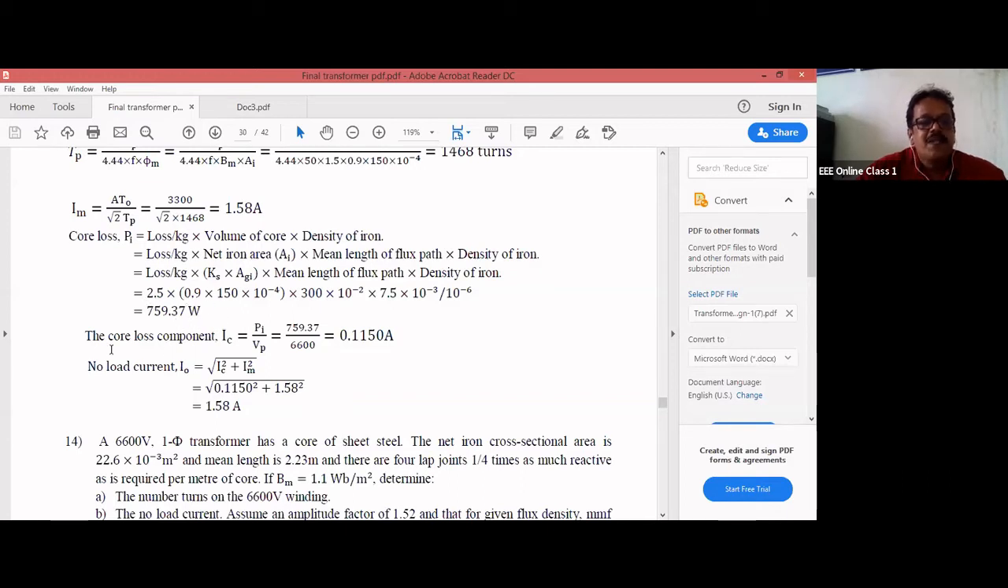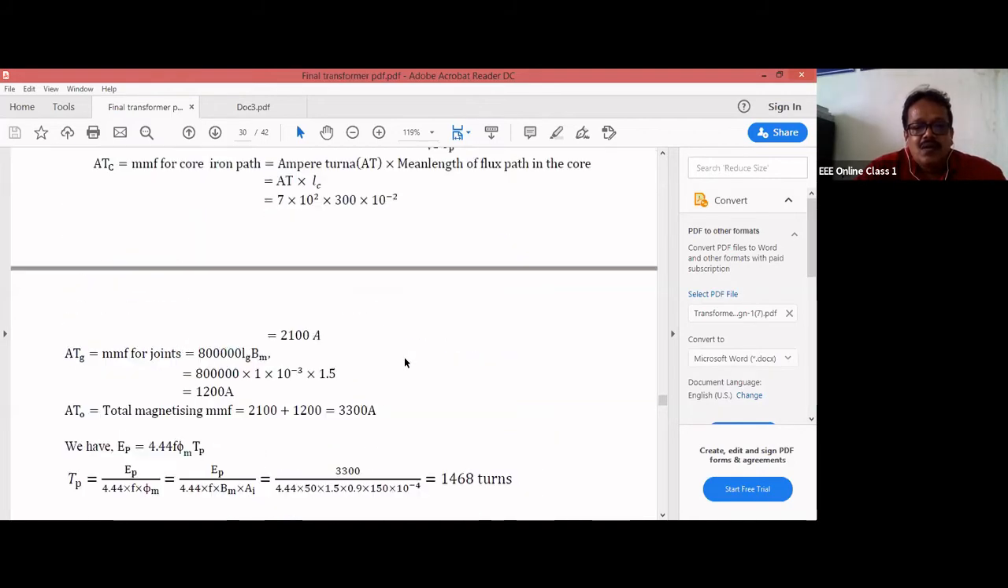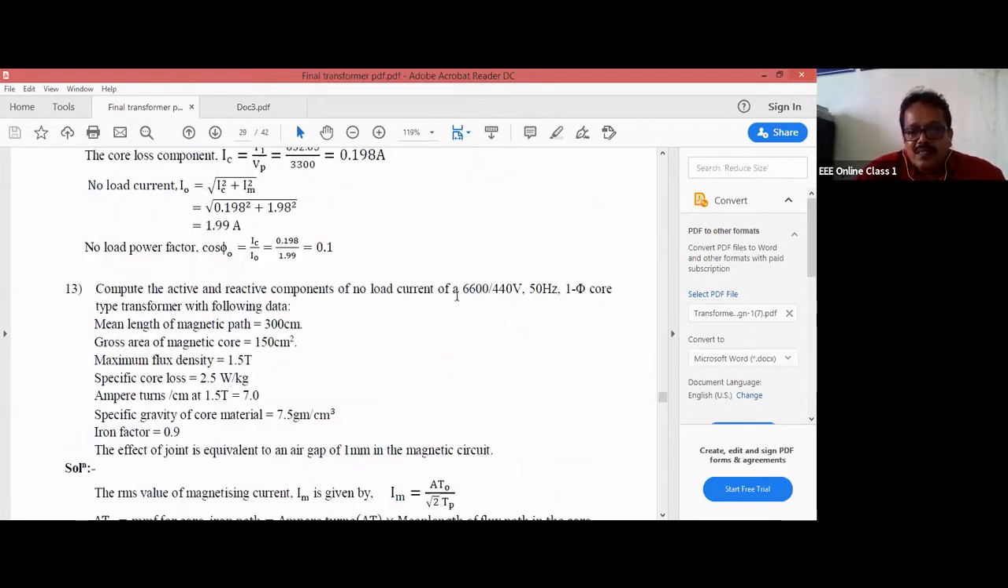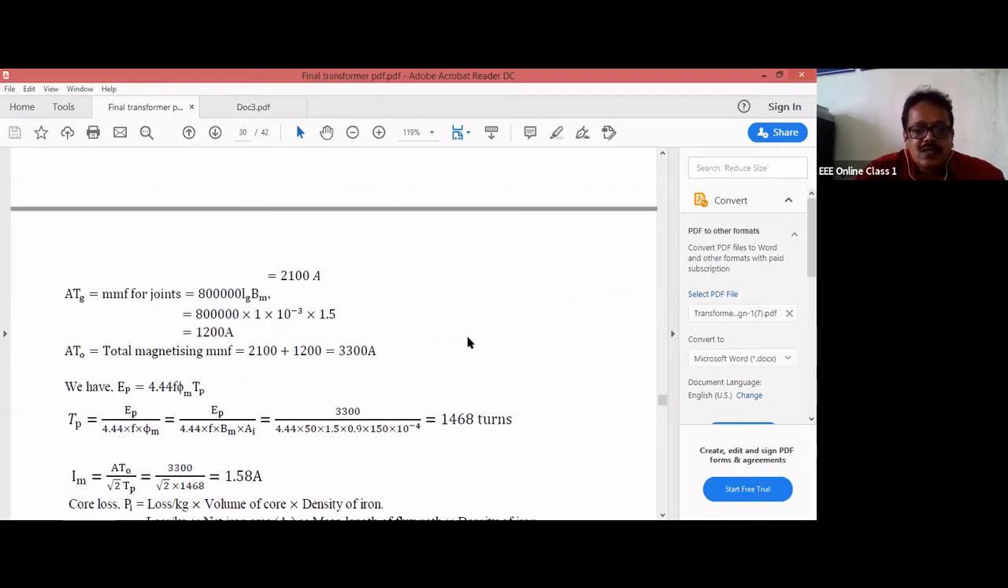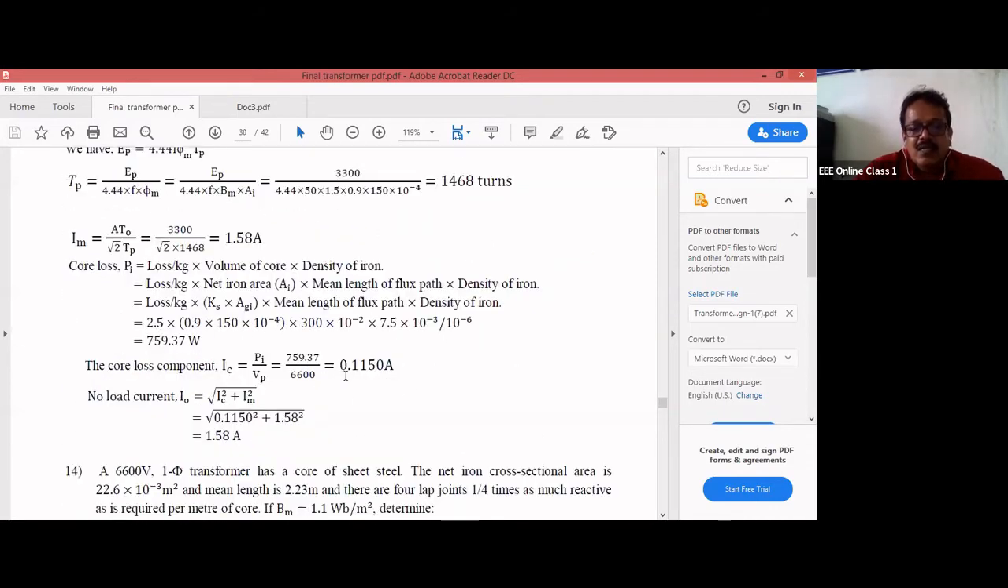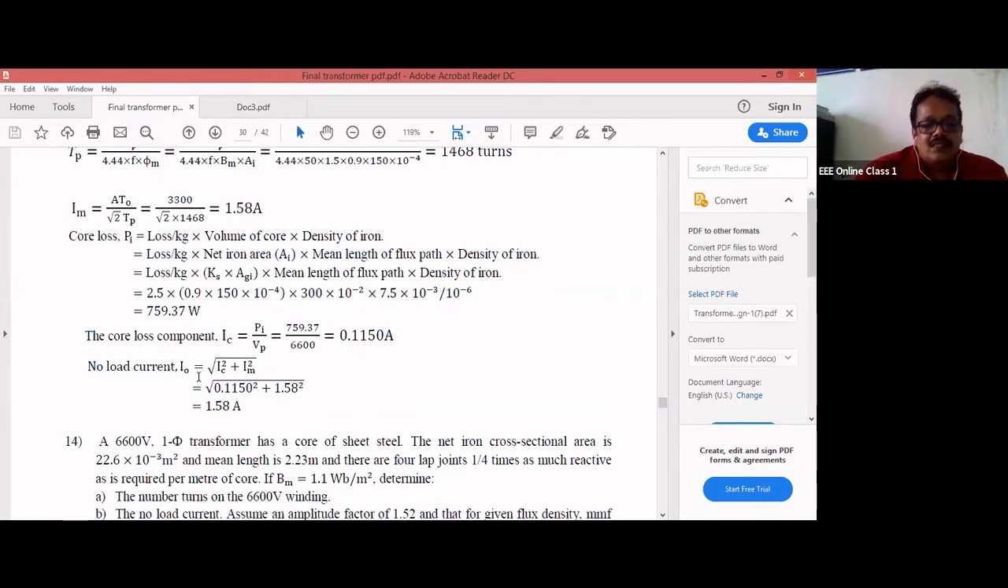759.37 watts. So the core loss component IC is equal to PI divided by VP. VP is nothing but the voltage on the primary side. The PI is 759.37. If you go back to the problem, voltage on the primary side is 6,600. So I put the value, 6,600, is equal to 0.150 amperes. So no load current I0 is equal to under the root of IC square plus IM square. So substitute the values and find out no load current.